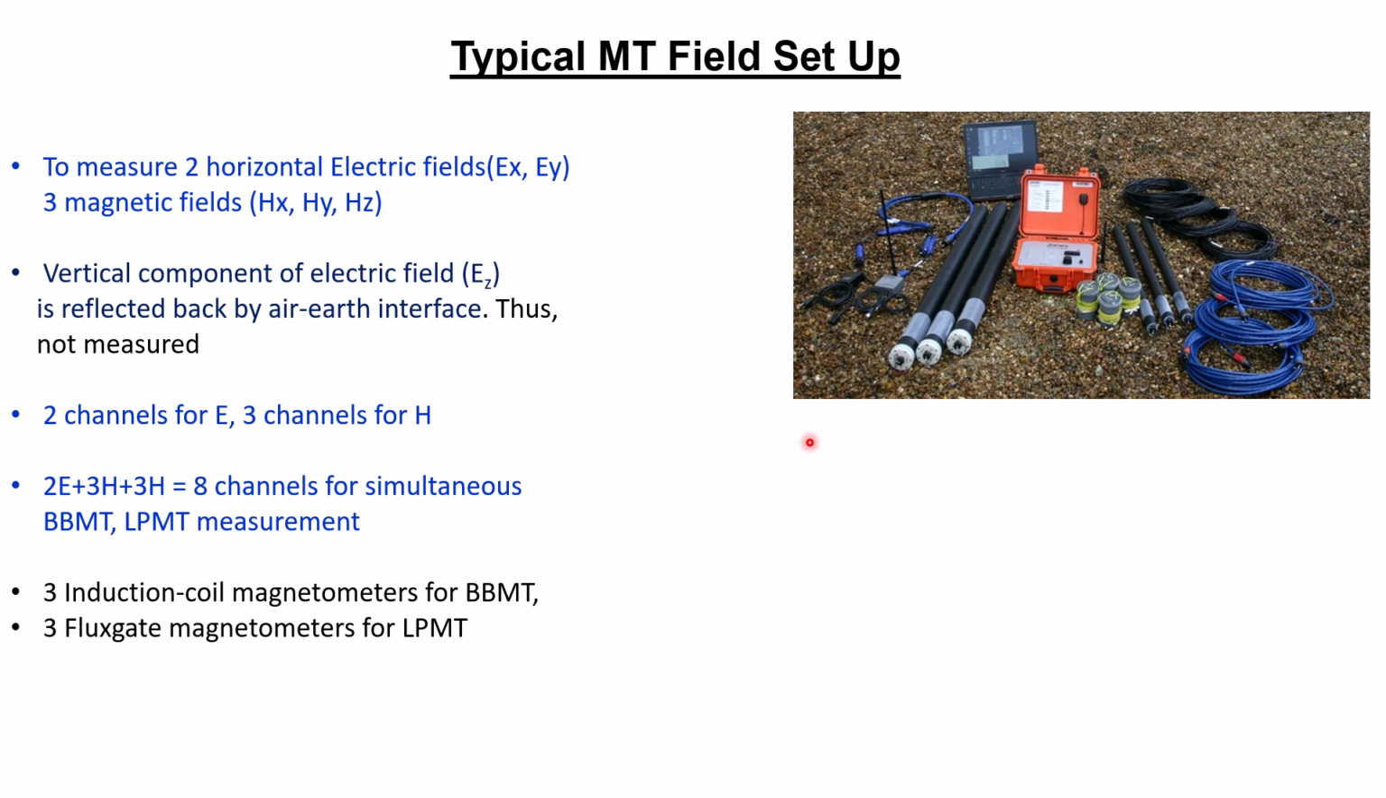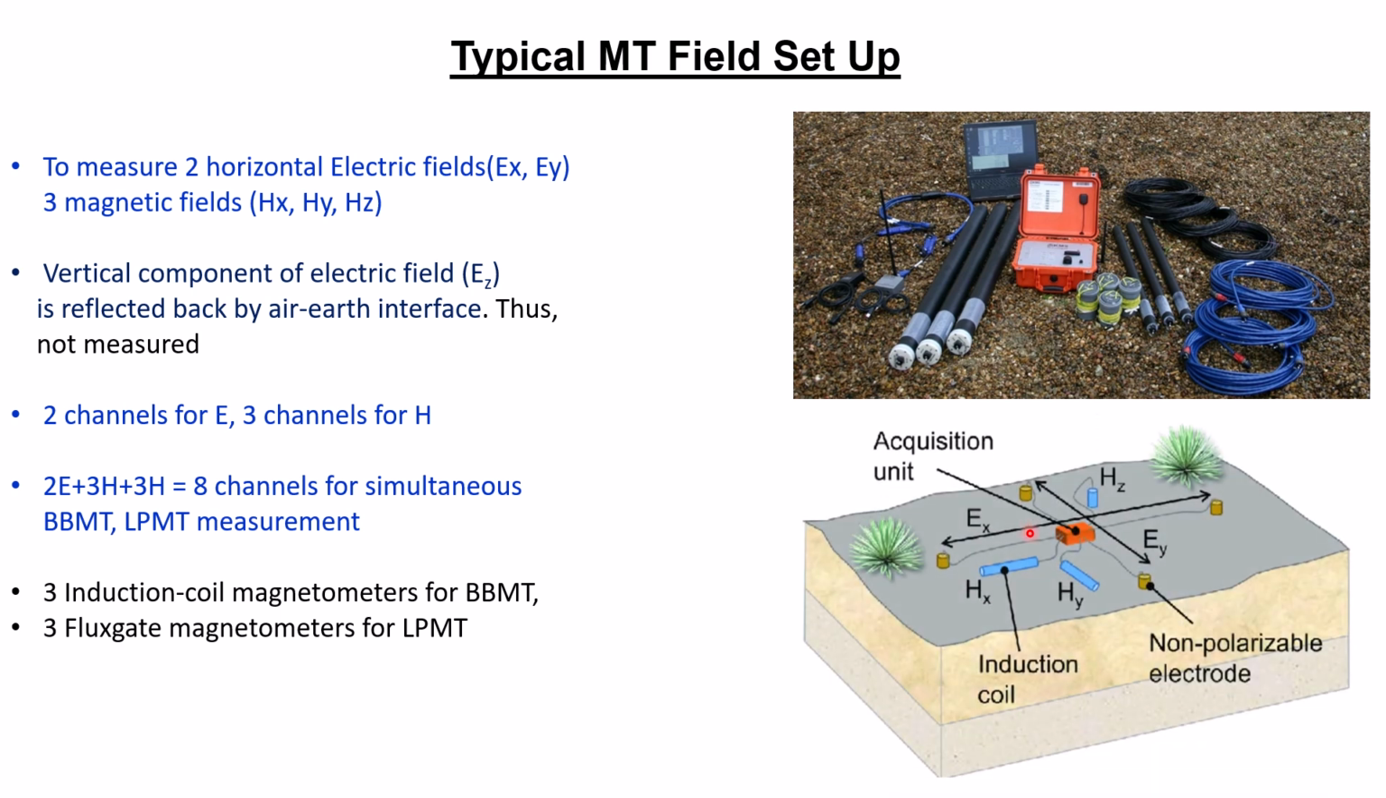So for 8 channels, for 6 magnetic fields, there will be three induction coil magnetometers, and three flux gate magnetometers if you want to measure the long period magnetotelluric waves, for deep crustal variation. So these are basically the electric field components. This is the logger, the X component of the electric field, and this will be the Y component of the electric field. This is the induction coil Hx, Hy, Hz. And if you have the long period wave, you can also measure the flux gate components, similarly another set of Hx, Hy, Hz.